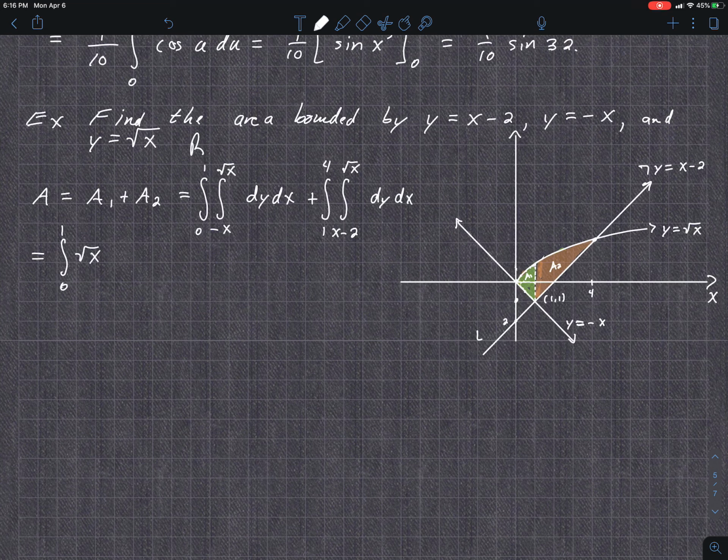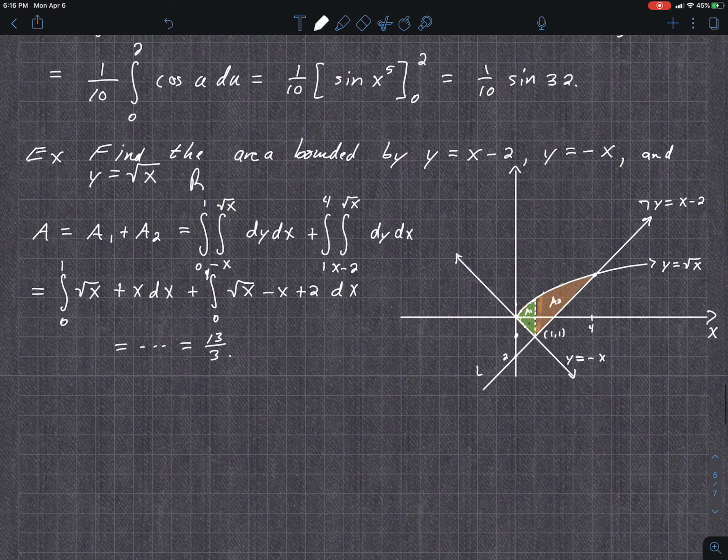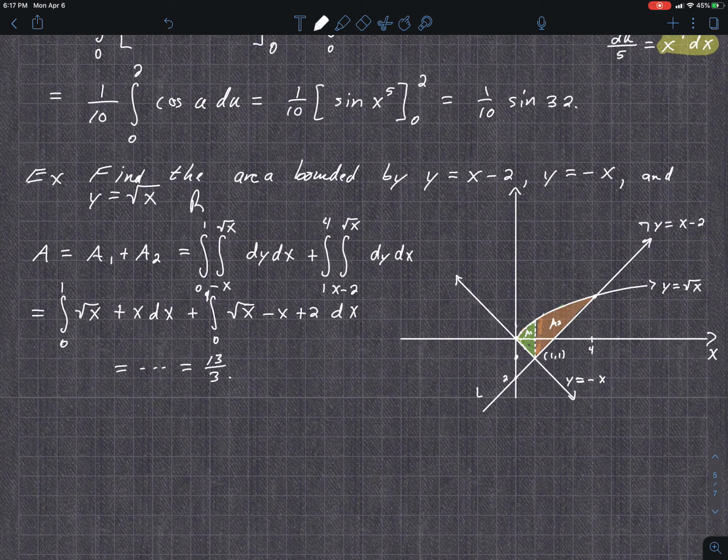So that's going to be equal to the integral from 0 to 1, and that's just root x minus negative x, so plus x dx, and then plus the integral from 1 to 4, same thing, root x minus x plus 2 dx. And you can evaluate that, see what you get. Pause the video if you want and figure it out. You get 13/3. So that's an example of area.